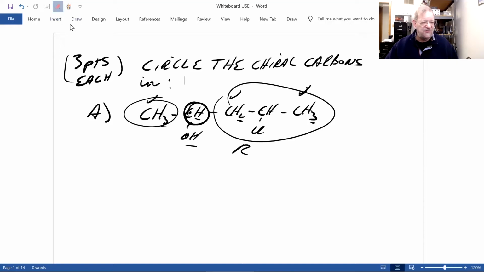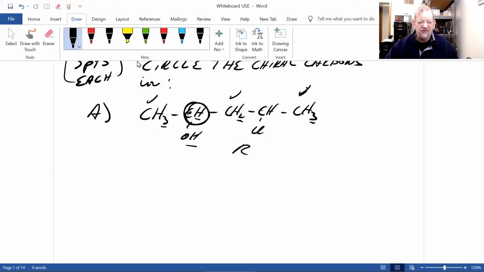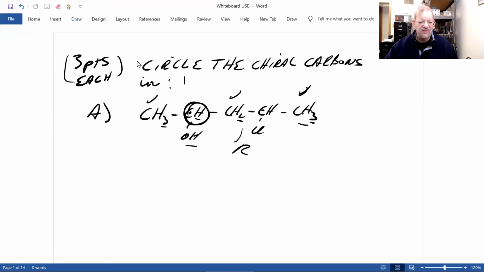Now, let me erase these circles because I was just using that. Now we have this carbon with a methyl group. It has this whole thing I'll call R. Let me get rid of this R. It has a chlorine and a hydrogen. And therefore it has 4 different groups or atoms or combinations: hydrogen, chlorine, methyl, and what I'll call R. So this would be chiral. And that's how you do it.